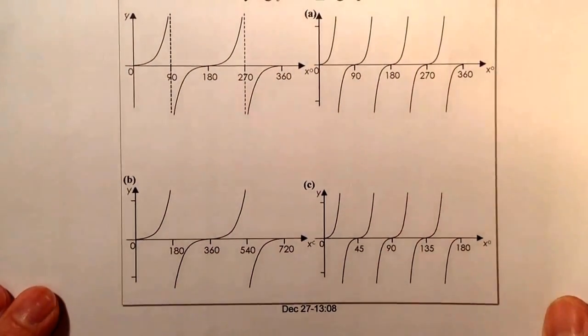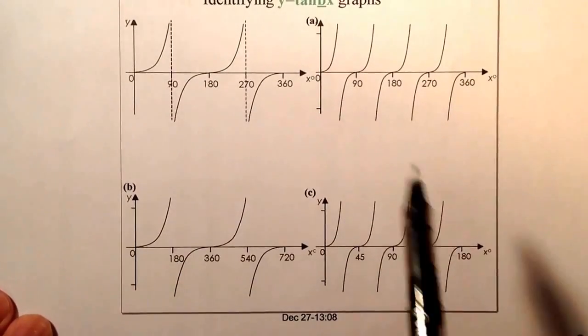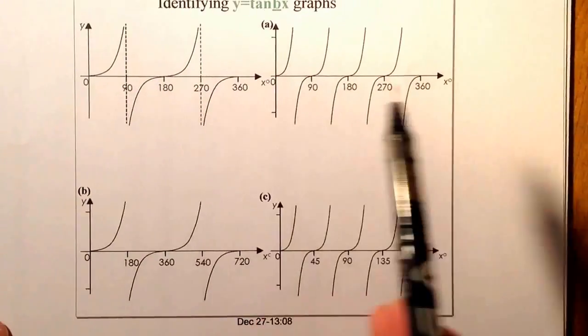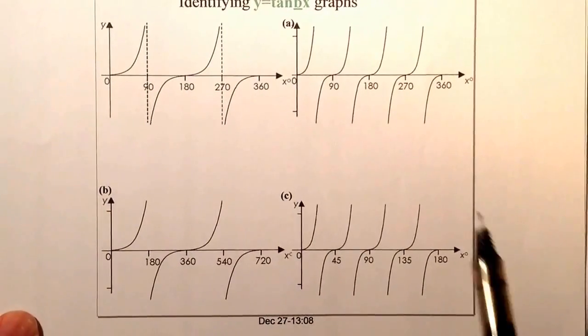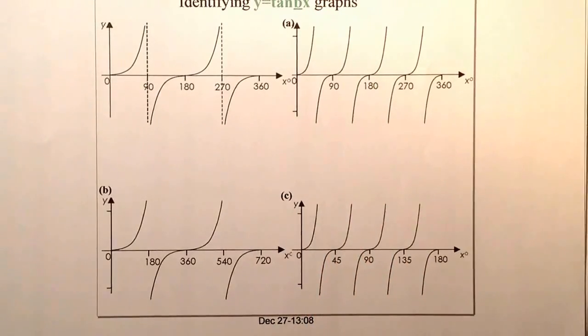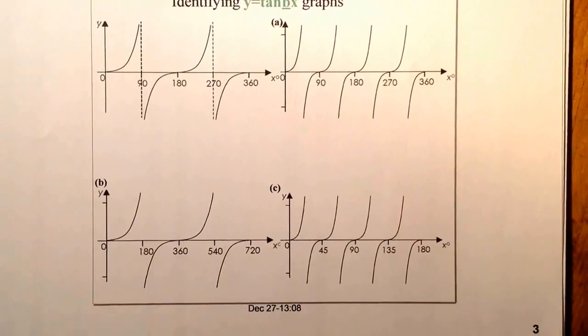Let's look at a couple of tan graphs that are here. And again, what I'm looking at here, I'm only looking at the movement from left to right, from how many cycles there are within the normal cycle.